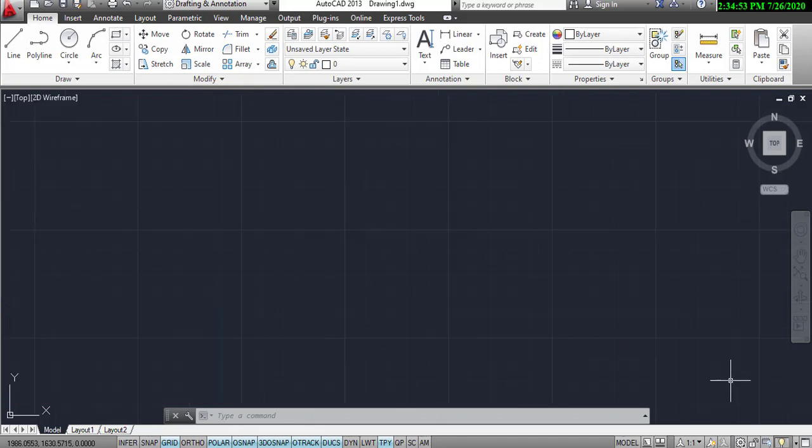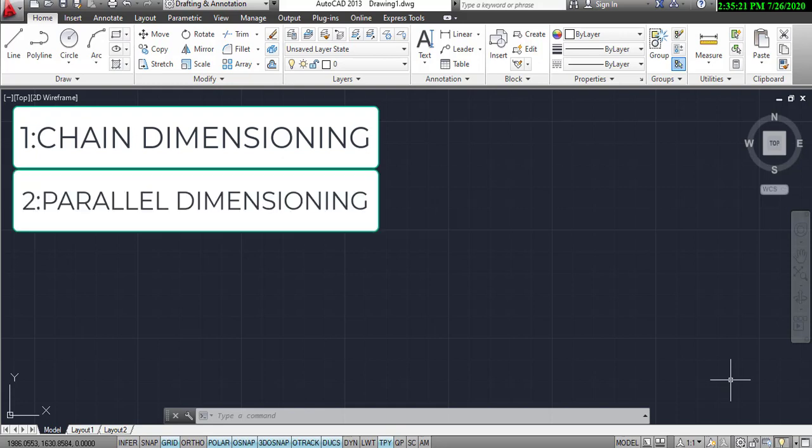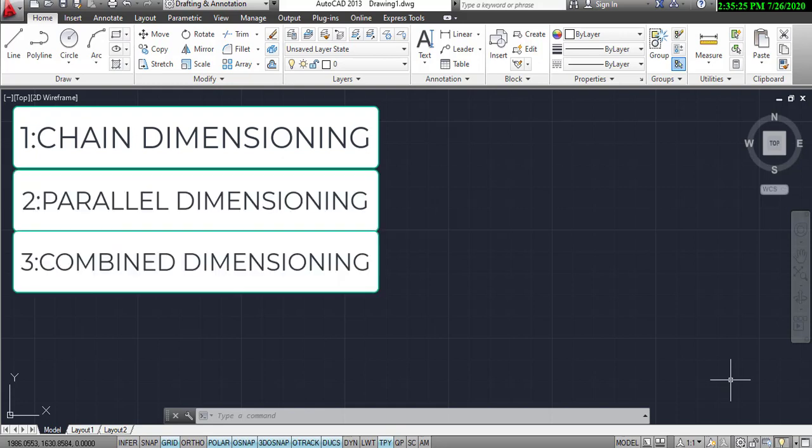Now, let us see about the arrangement of dimensions on a drawing. The arrangement of dimensions on a drawing must indicate clearly the purpose of the design of the object. They are arranged in three ways. The first one is chain dimensioning, the second is parallel dimensioning, and the third is combined dimensioning.